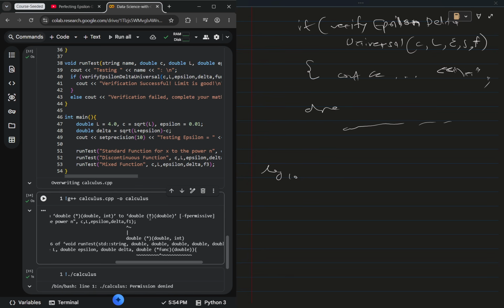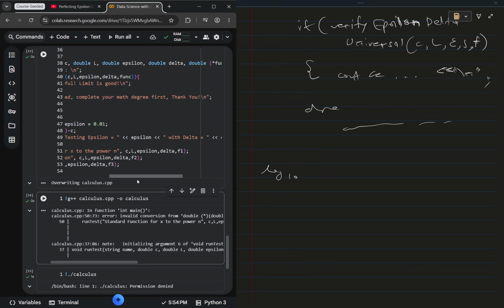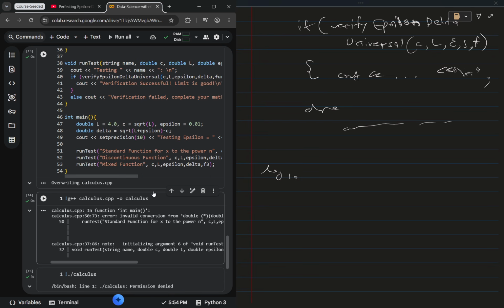What is this single star doing over here? From function double, 50th line, I think, right? Line 50, I can't see any function actually. Okay, so I can't see any function, but I'm having some problem over here. Just wait for a second. I'll be able to debug this right now.